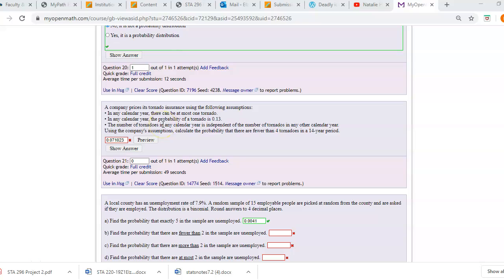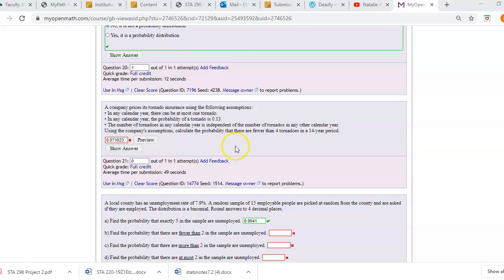In any calendar year, there can be at most one tornado. In any calendar year, the probability of a tornado is 0.13. The number of tornadoes in any calendar year is independent of the number of tornadoes in any other calendar year. So those are all of our essential components to tell us it's a binomial distribution. So using the company's assumptions, calculate the probability that there are fewer than four tornadoes in a 14-year period.